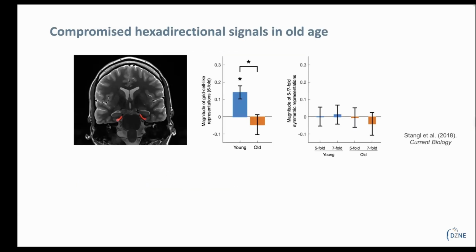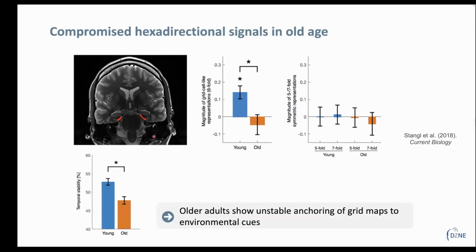We identified entorhinal cortex on structural MR images, and then measured the strength of this signal. Overall, in younger adults, we could replicate what others had seen before, whereas in older adults, those aged 60 to 82 in this case, there didn't seem to be a stable hexadirectional signal in this cohort. We dug a little deeper, and it turned out that there was a hexadirectional signal, but it was temporally unstable over time. This caused these low amplitudes, meaning that you have a grid, but the orientation seems to be drifting over time. There's no consistent mapping to the environment. So older adults tend to show an unstable anchoring of grid maps to environmental cues.